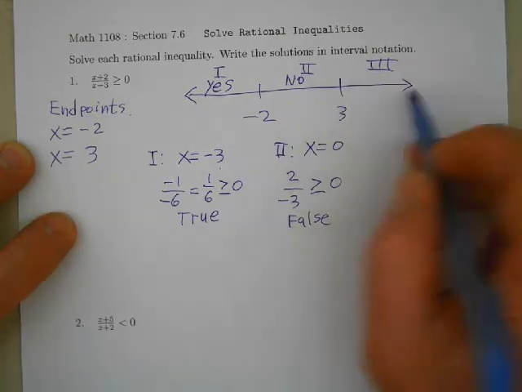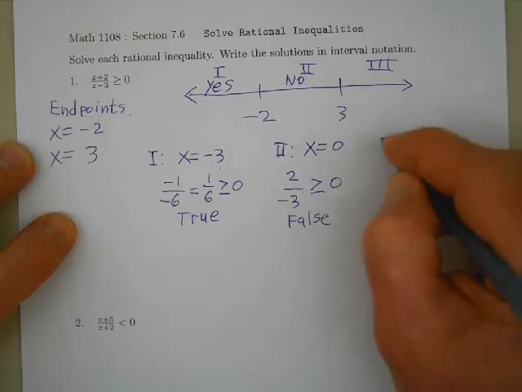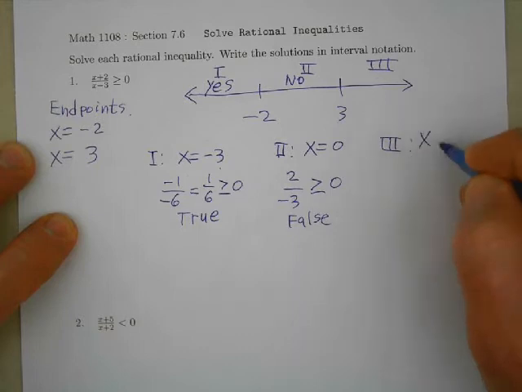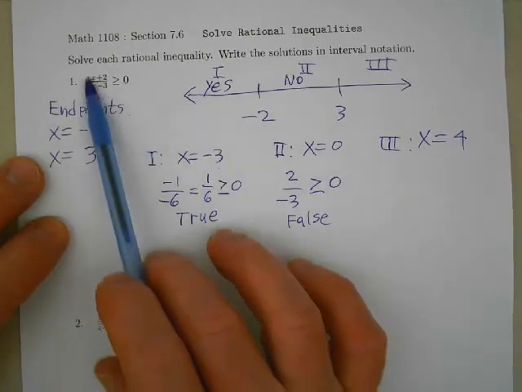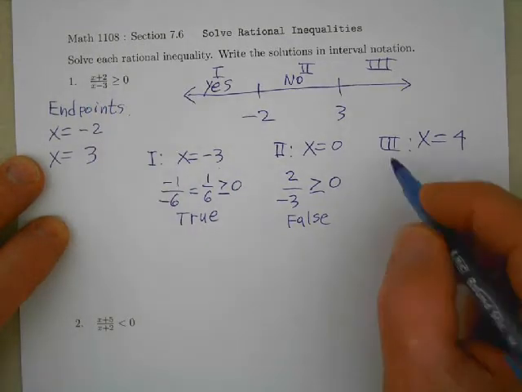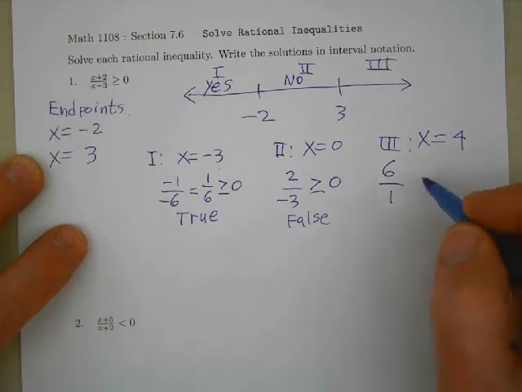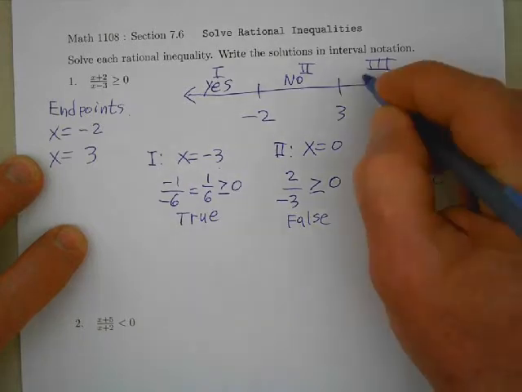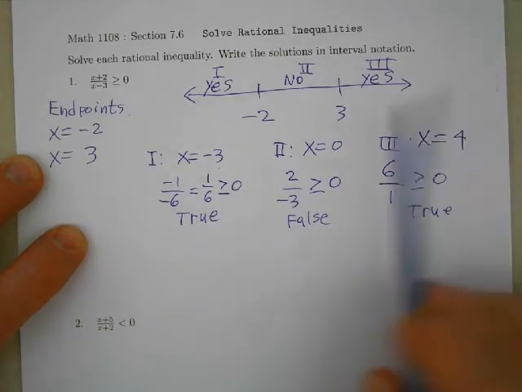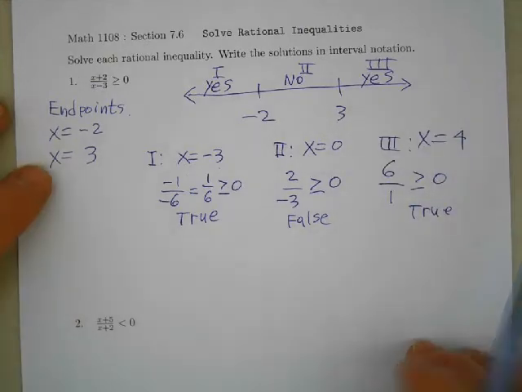Then in the third interval, between 3 and infinity, pick any number you want greater than 3. I'll pick x to be 4. And when you replace every x with 4, in the numerator, 4 plus 2 is 6. In the denominator, 4 minus 3 is 1. And 6 over 1 is positive, and a positive number greater than or equal to 0 is true. So that means in the interval from 3 to infinity, we have another part of the solution set.